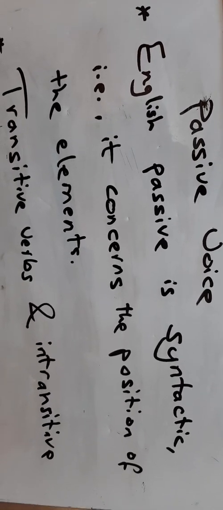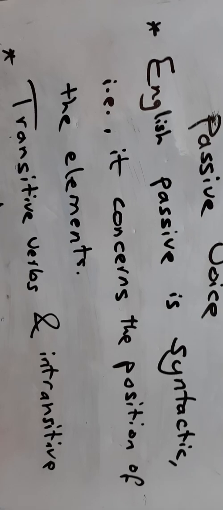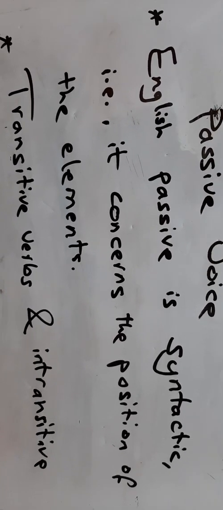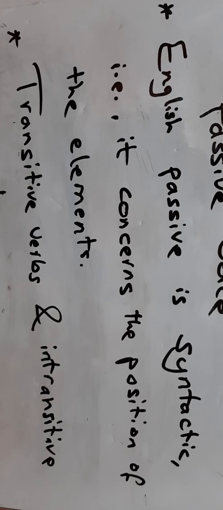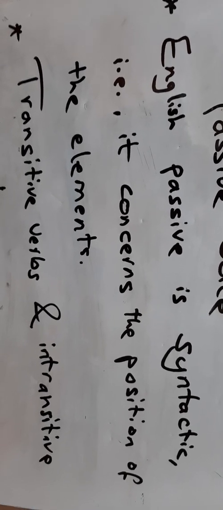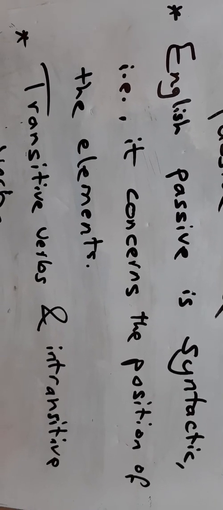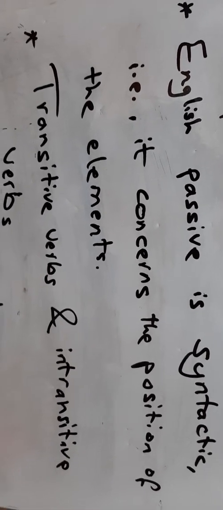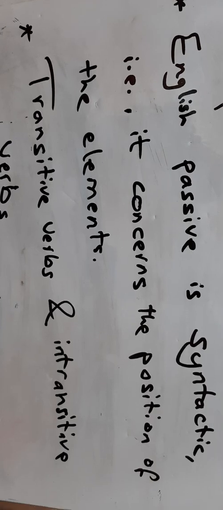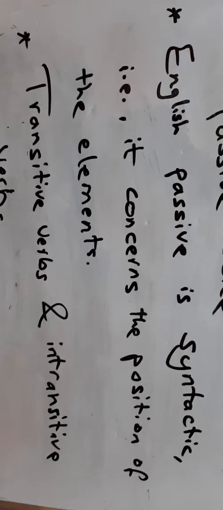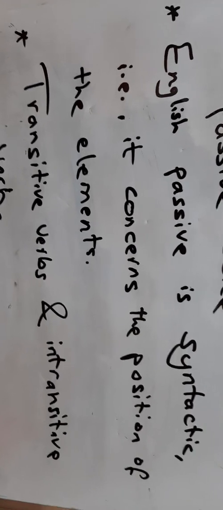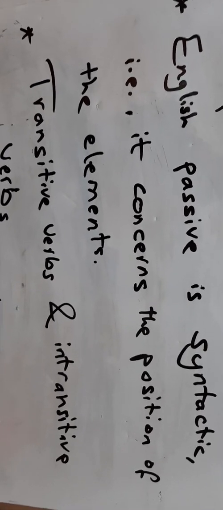English passive is syntactic. What do we mean by syntactic? It means the notion of passive is affected by the arrangement of words in the sentence. That is to say, it concerns the position of the elements. We change the position of the elements in order to achieve passivization in English.